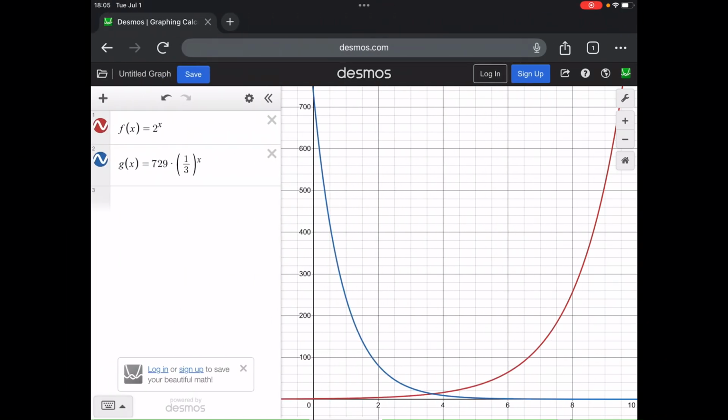This is it for Math of the Day today. Next time, we will use our knowledge of exponential functions to solve real-world scenarios.